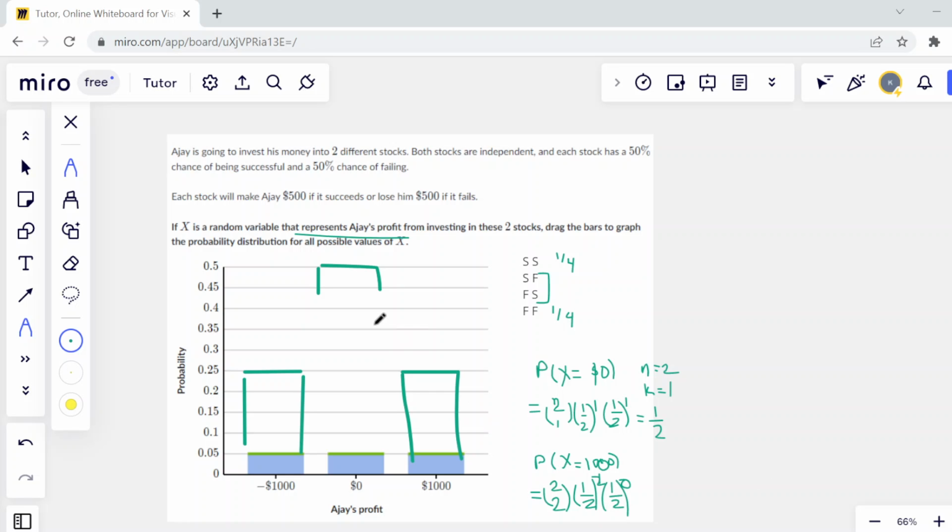So that's two ways of doing it, and a little bit of a compare and contrast. Hope that helps.